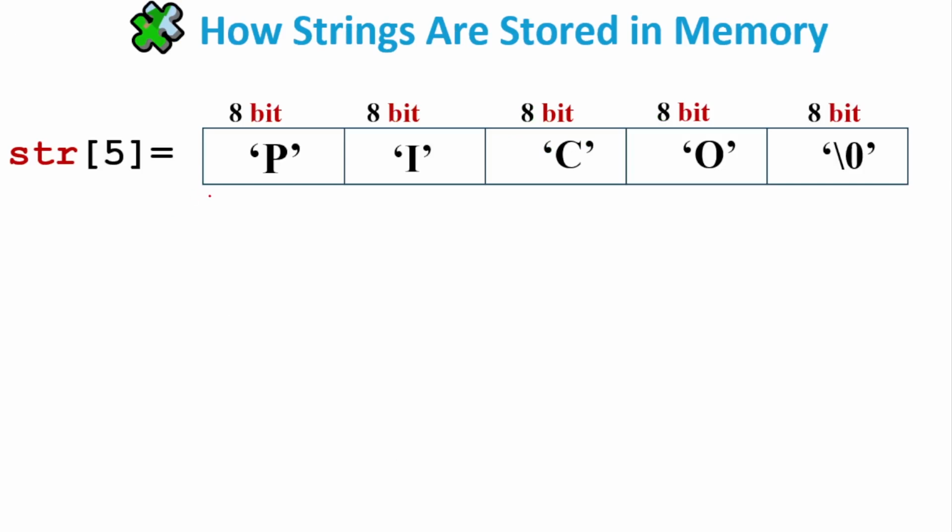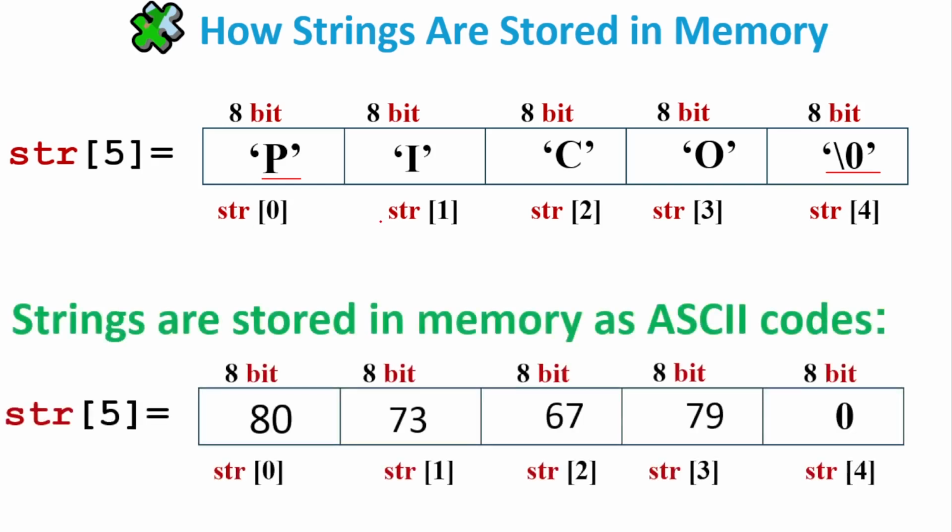How strings are stored in memory. In memory, a string is stored as a continuous block of characters ending with a null character. Depending on how you define the string, it may reside in the stack, static memory, or even read-only memory. Here's an important point about strings in C. Strings are stored in memory as arrays of characters, and each character is actually its ASCII code. This is very important.